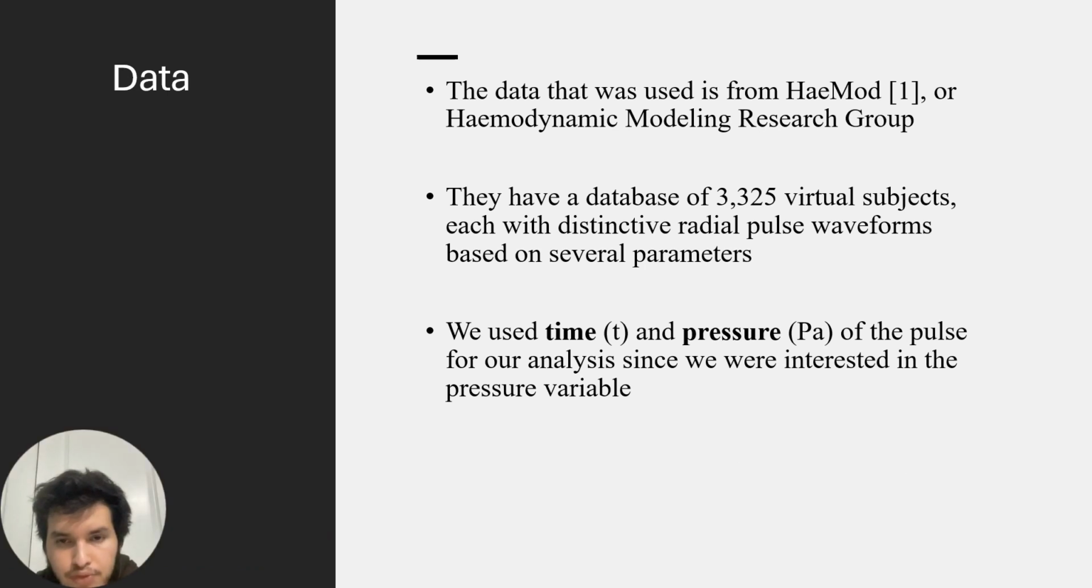The data that we used for this project was from the HeyMod Dynamic Modeling Research Group. They have a database of 3,325 virtual subjects, each with distinctive radial pulse waveforms based on several parameters. The dataset is 1 by 3,325 cells, each consisting of 6 fields. We are only focused on two, which are one cycle and heart. The one cycle field has 4 columns, but from these four, we're only interested in time in seconds and pressure in Pa. We use time and pressure for our analysis since we are interested in the pressure variable.